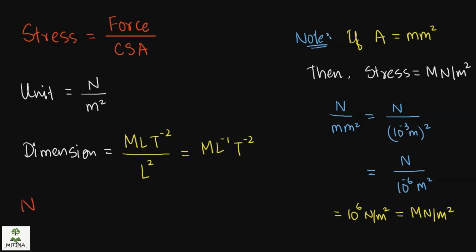Another point to note is that Newton per meter square is also called Pascal, which is denoted by Pa. We see here that the unit comes out to be equal to Pascal, which is the unit of pressure, and even pressure is defined as force per unit area. But these two terms are not to be confused, they are different. First of all, pressure acts due to an external force and stress comes due to an internal force. And secondly, pressure is a scalar quantity, but stress is neither a scalar nor a vector, it is a tensor quantity.